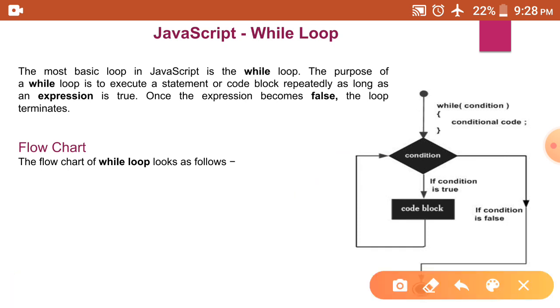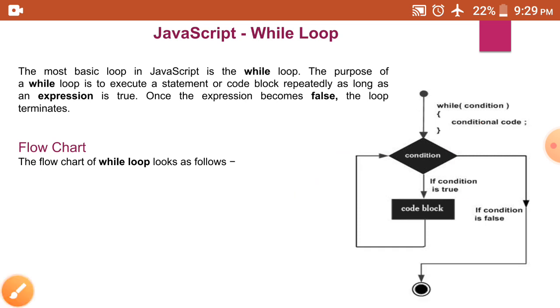So that is about this while loop. That is the flowchart of this particular while loop. If this condition is true, then it will execute these statements. If this condition is false, it will come out of this loop.